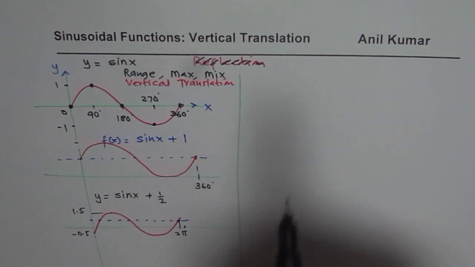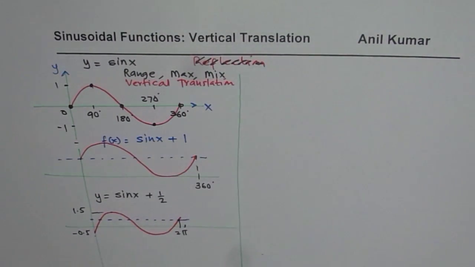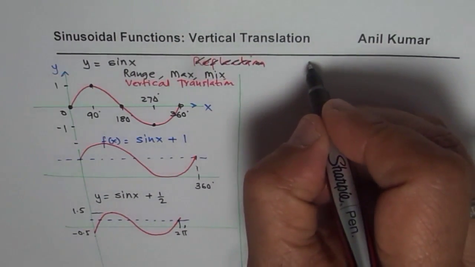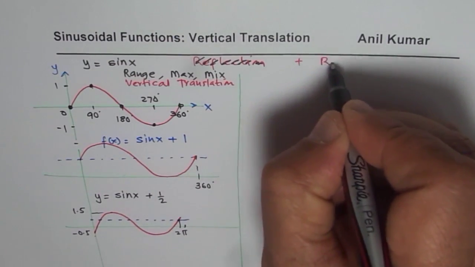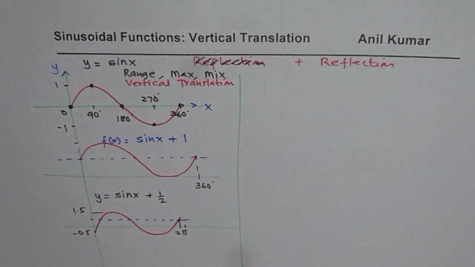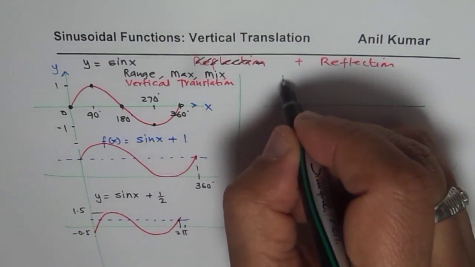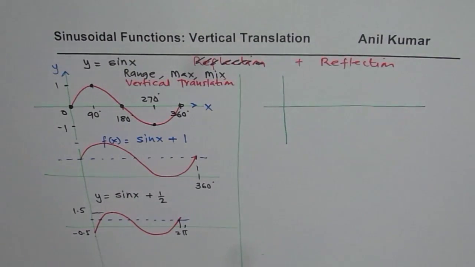Now let me incorporate vertical translations along with reflection in this part of the video. So we'll do plus reflection. Let me first sketch the sine wave which is only reflected. Okay, so let us sketch the sine wave which is reflected.